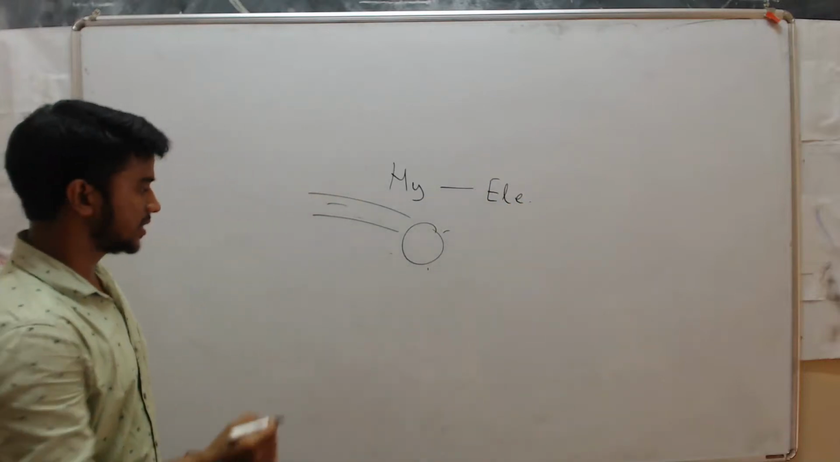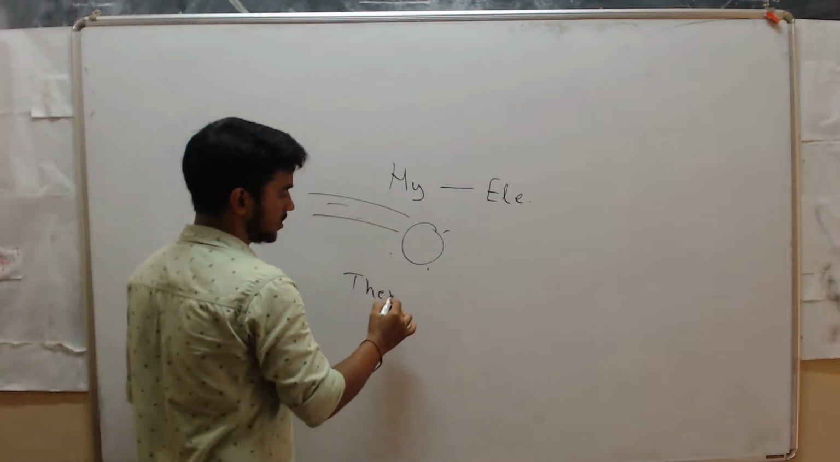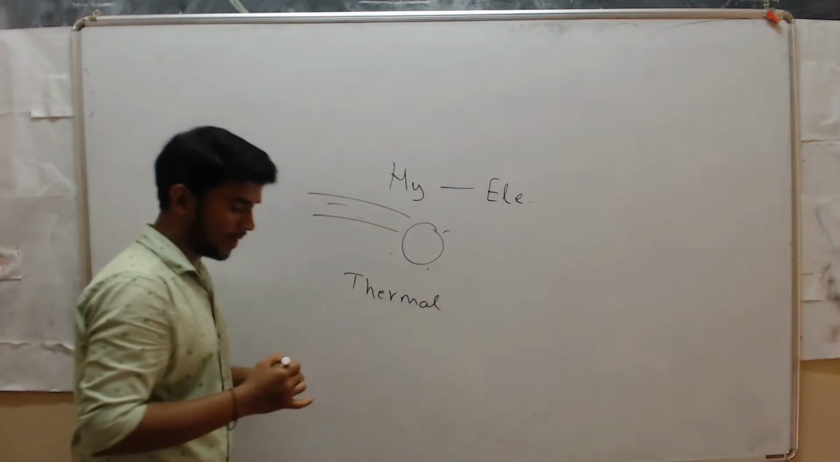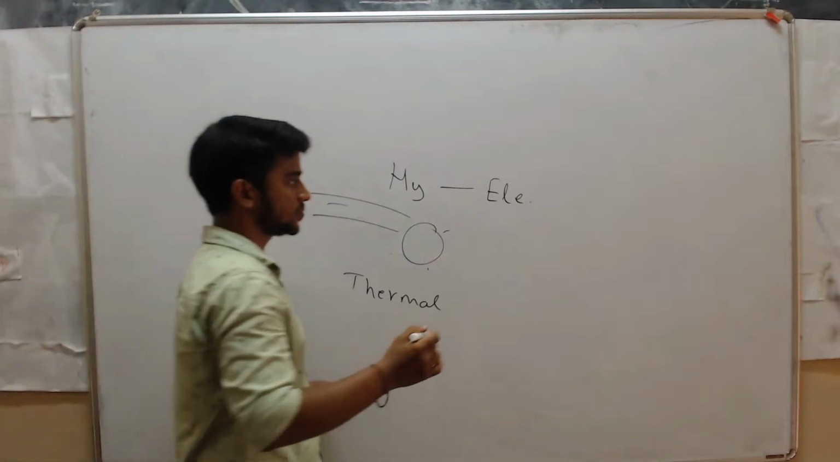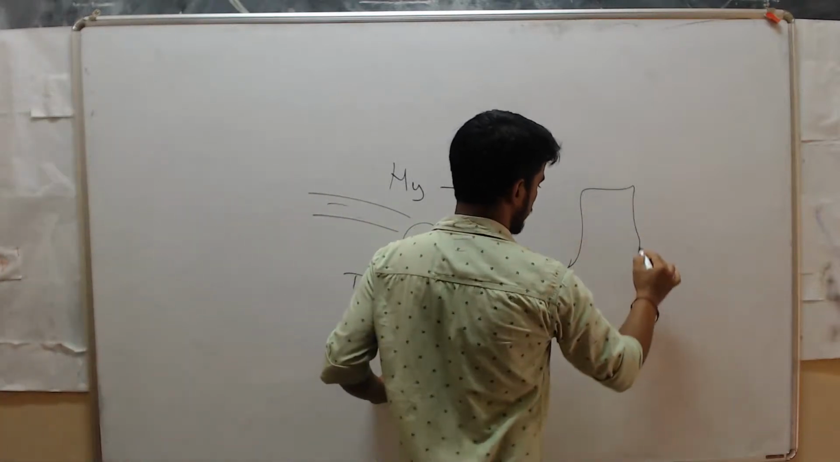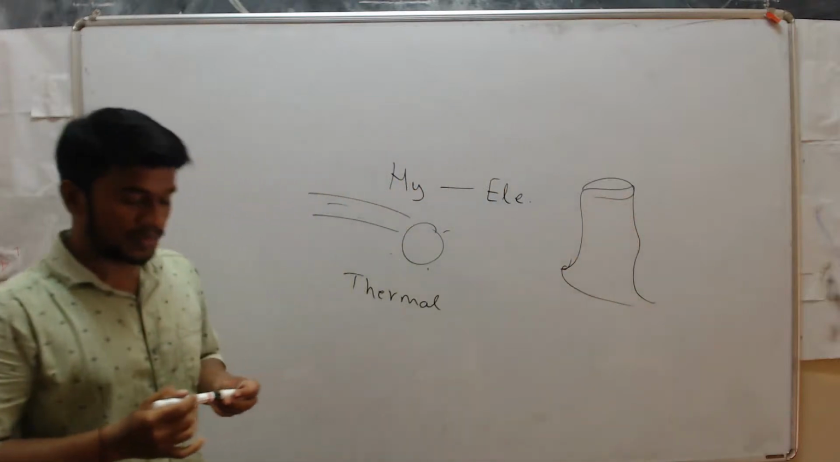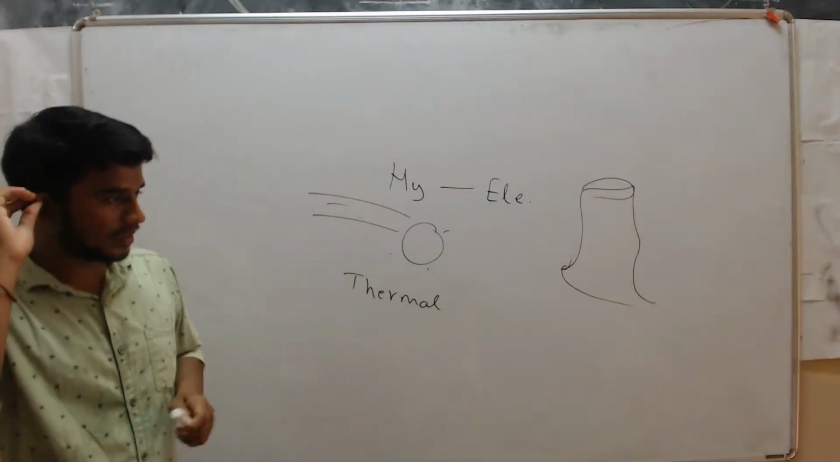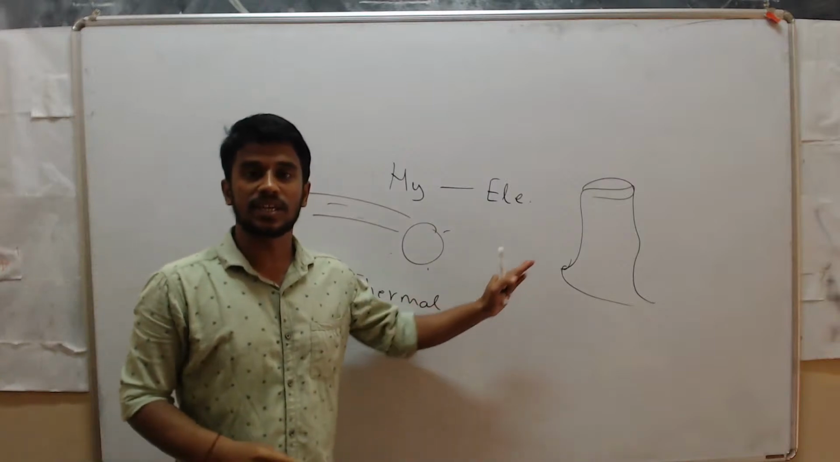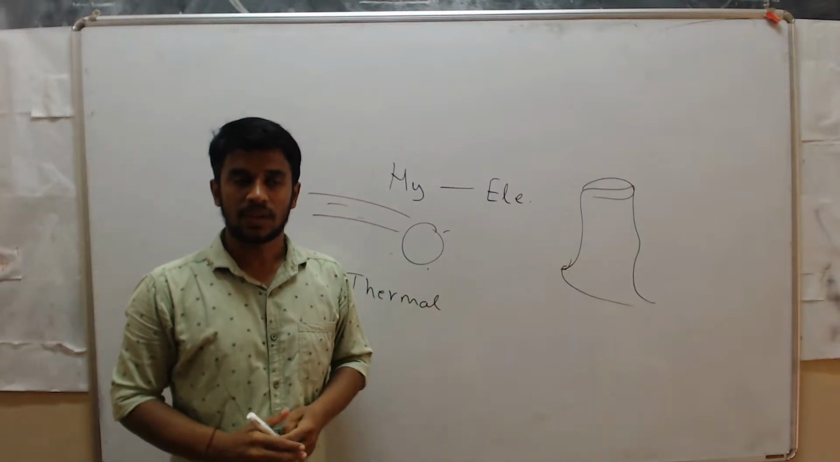Then if you take thermal power, thermal means what? Heat. In a thermal power plant, we burn the coal. There we are converting heat energy into electrical energy.